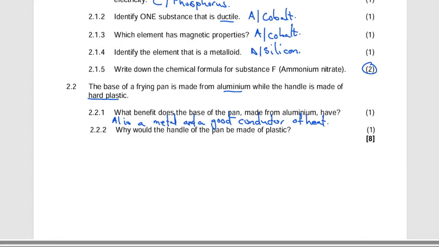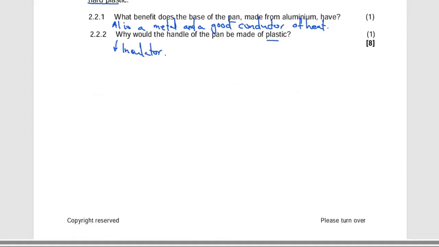Then it asks why the handle of the pan would be made of plastic, right? In terms of this one, I can say the plastic is an insulator. That's the reason why we're making use of the handle being made of plastic. Then we are done with question 2.